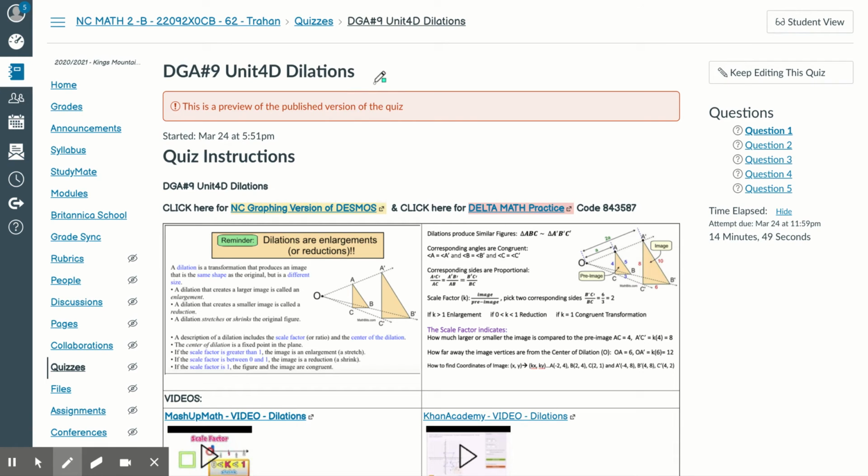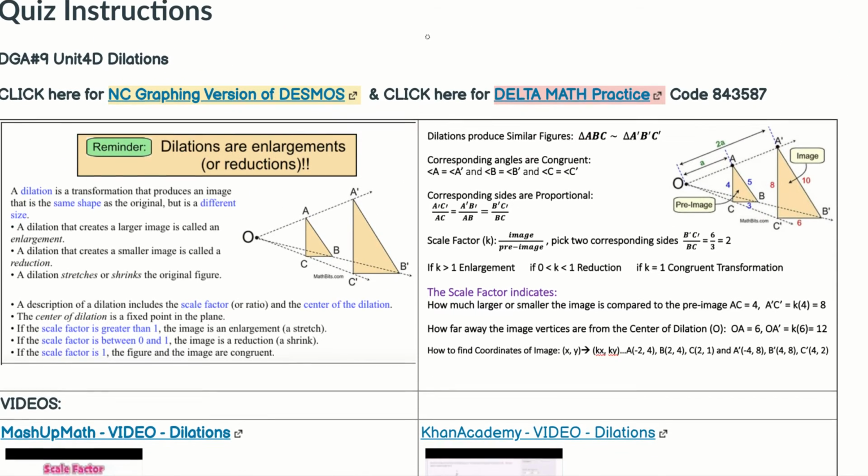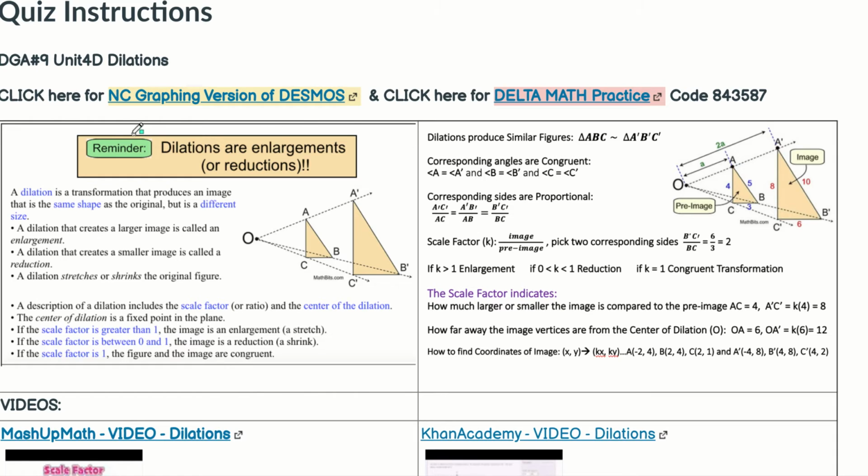Okay, so when you dilate an image, you will get a similar image. They're not going to be congruent like other transformations. So using these examples here in the picture, these are really, really good. Here's all the definitions you're going to need.